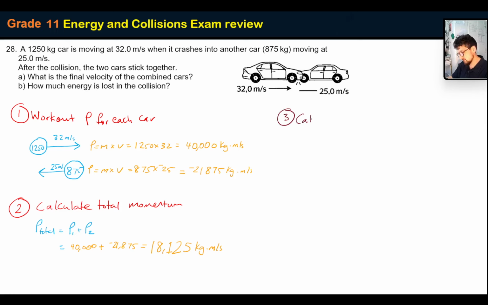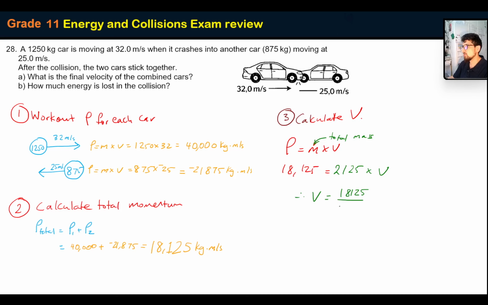Calculate V. We know that momentum is equal to mass times velocity, and we have the momentum: 18,125. That's the total momentum. It is equivalent to the total mass times velocity. What mass do I use here? It's the total mass for both cars, because now they're one object, one mass together. So it's 875 plus 1250, which is 2125. 2125 multiplied by the velocity, and therefore the velocity is going to be 18125 over 2125.